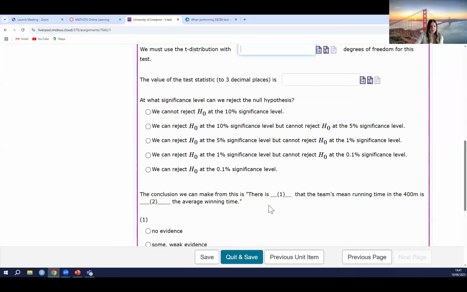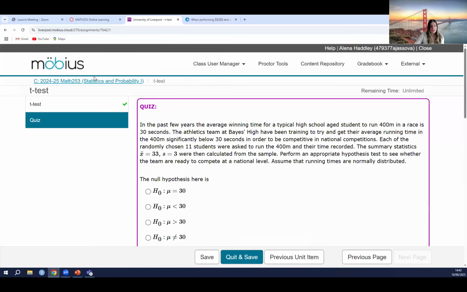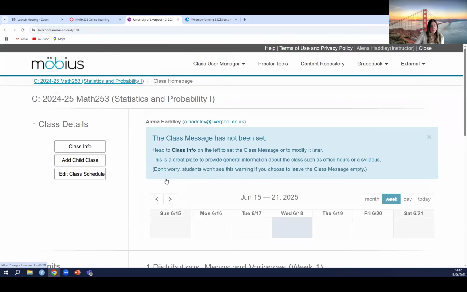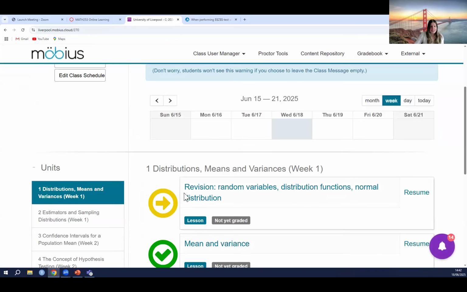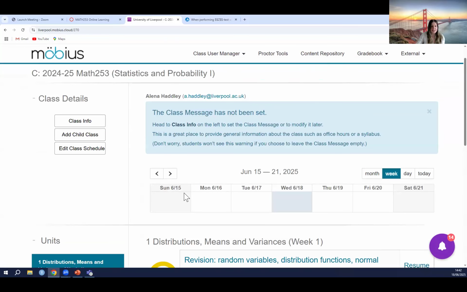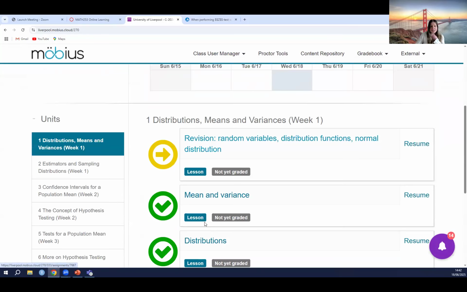And with the scaffolding, I'm trying to ensure that they remember all the important steps of hypothesis testing students need to do. And so this is the interactive digital textbook. As I said, we use the Mobius platform in Liverpool. So that's where I did all of these.